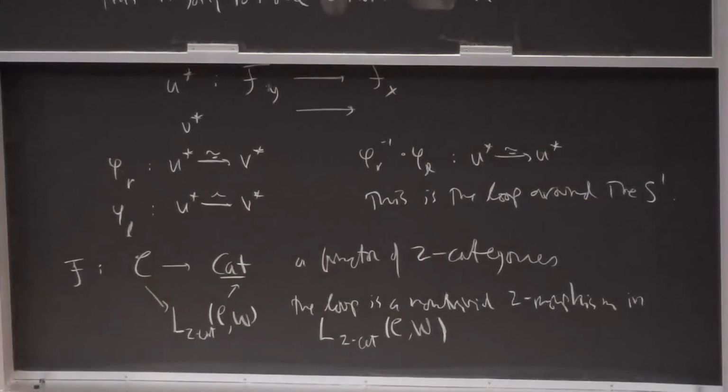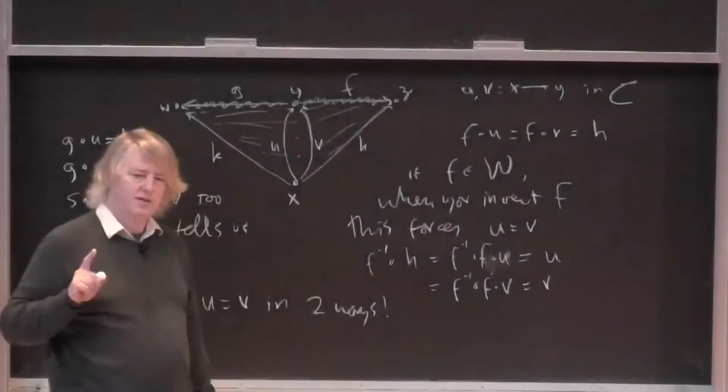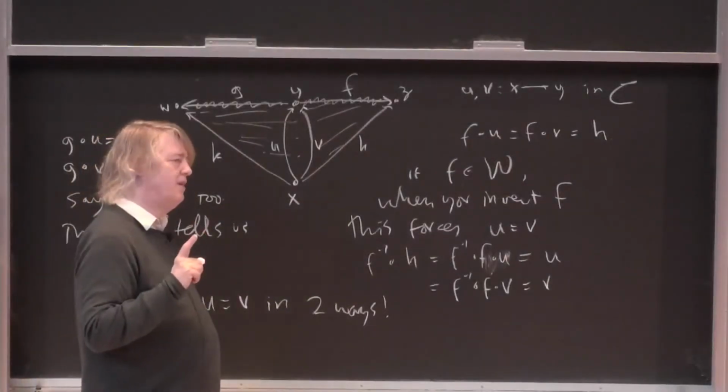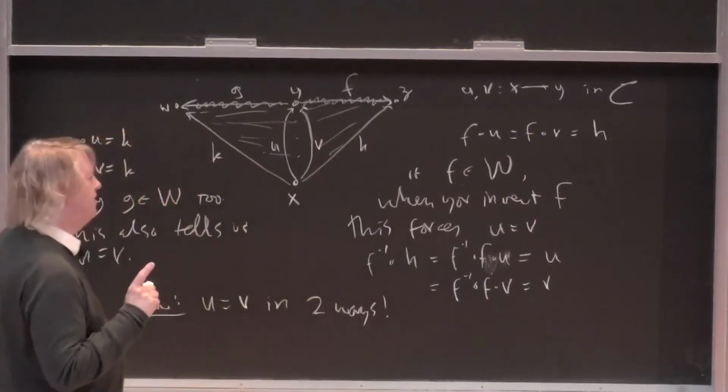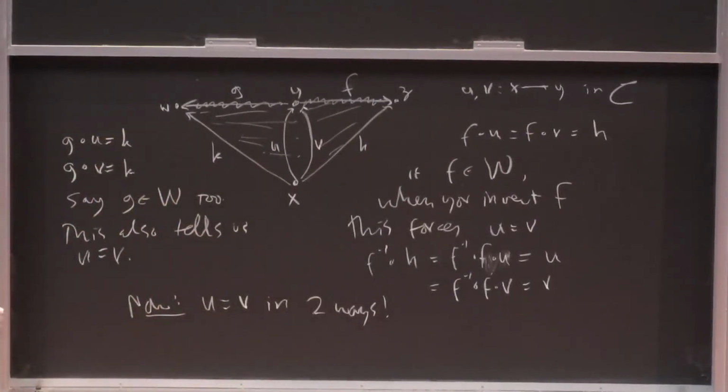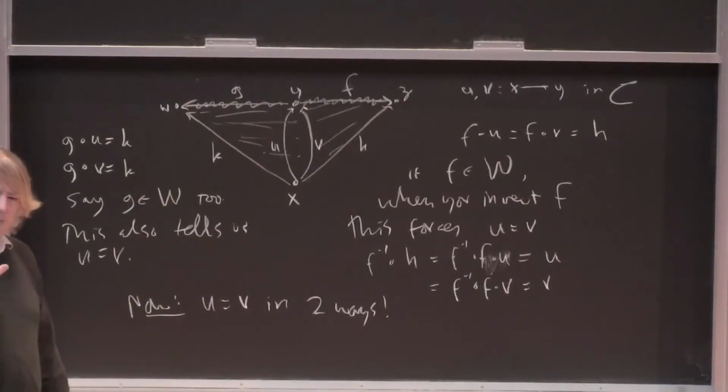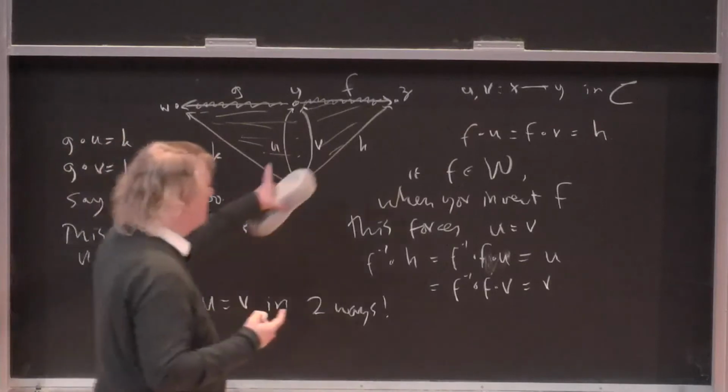No, but F and G are not becoming equal. They're becoming invertible. This is the subject of a little bit later. As it turns out, there's only one way that something can become invertible. I mean U and V, not F and G. Yeah, but U and V become equal in two different ways.